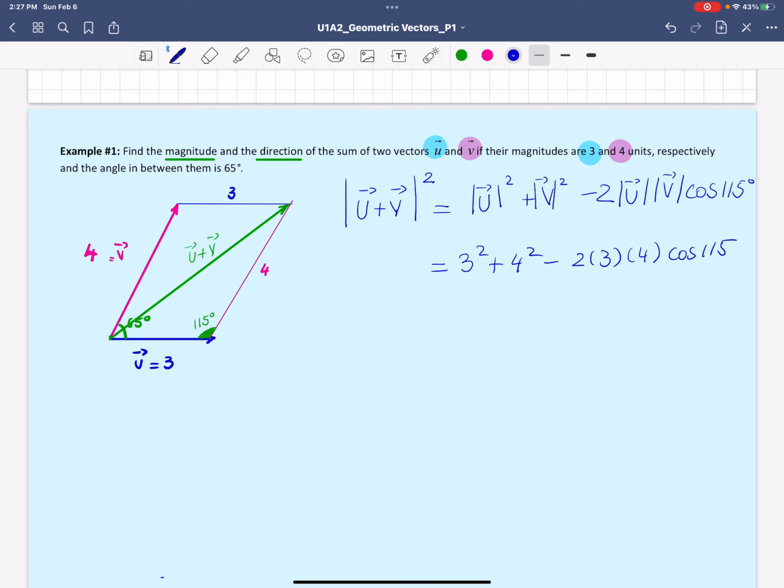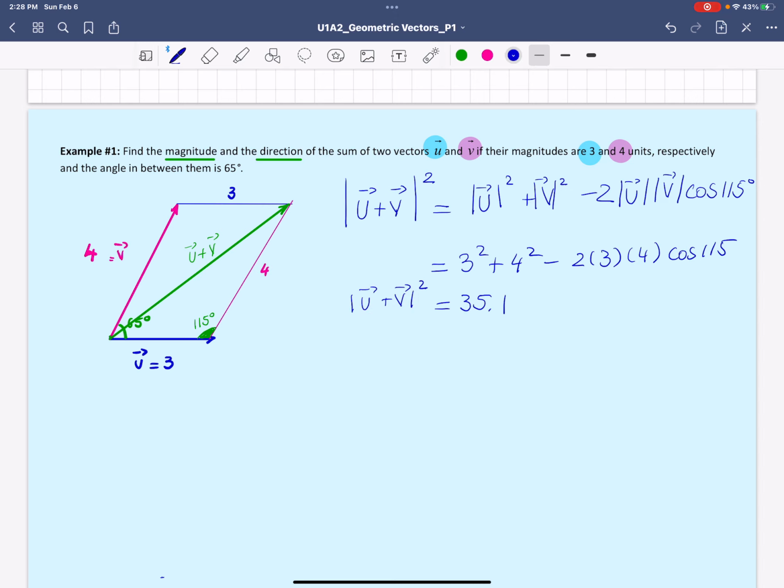So I like to use the calculator and leave the answer in the calculator. So 3 squared plus 4 squared, that's 25. And then minus 2 times 3 times 4, that's 24 times cosine of 115. And that gives me 35.14 and so on. So I'm going to write 35.1 here, but I'm going to leave the answer in the meantime in the calculator and not delete it. Remember that this represents the magnitude of u plus v squared.